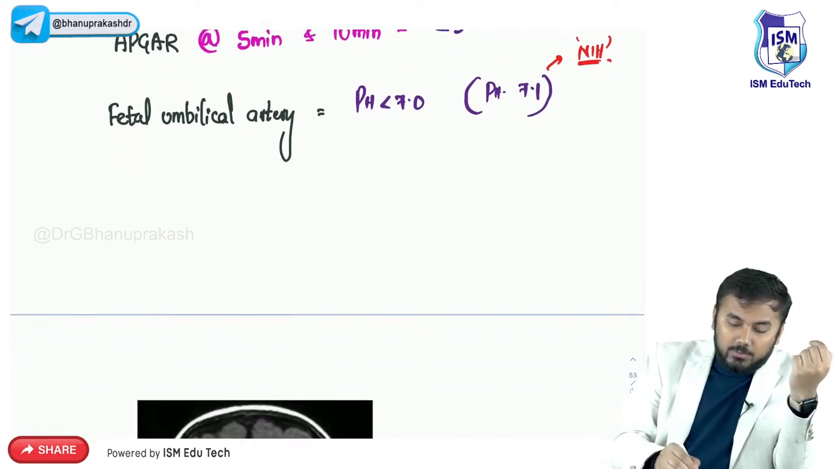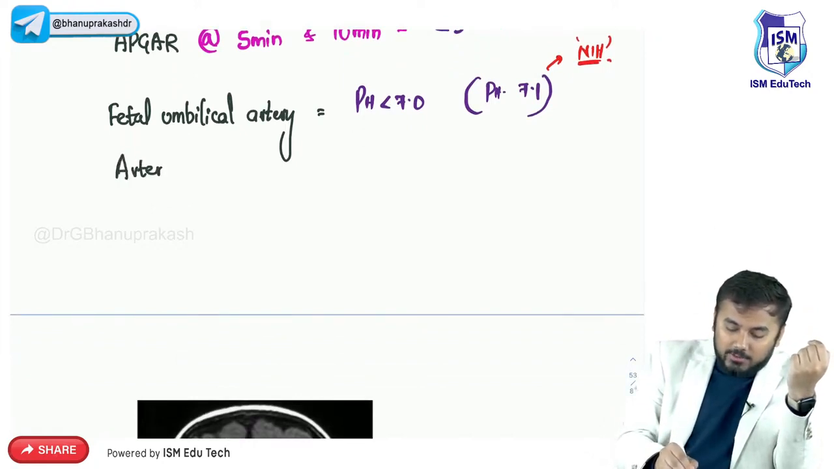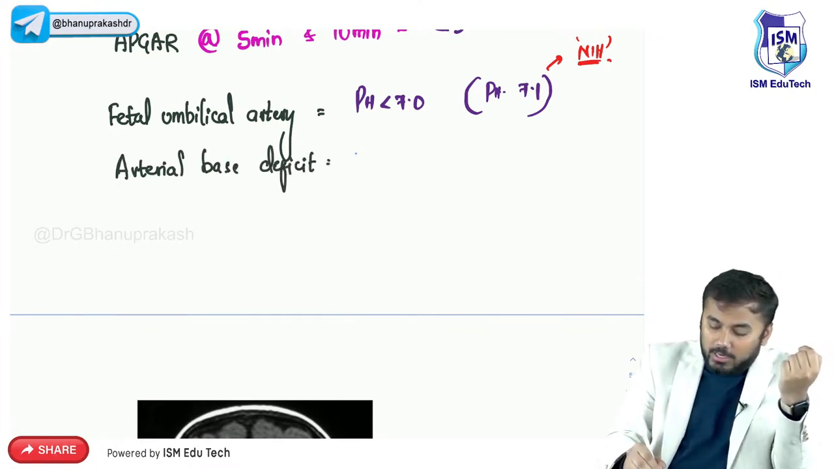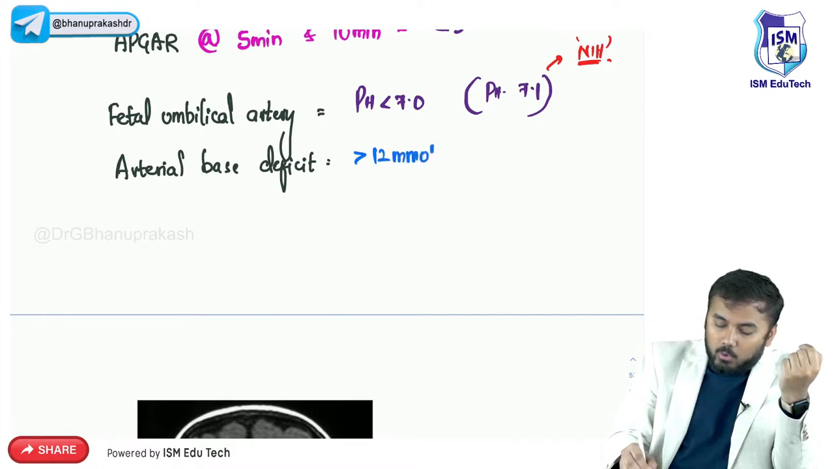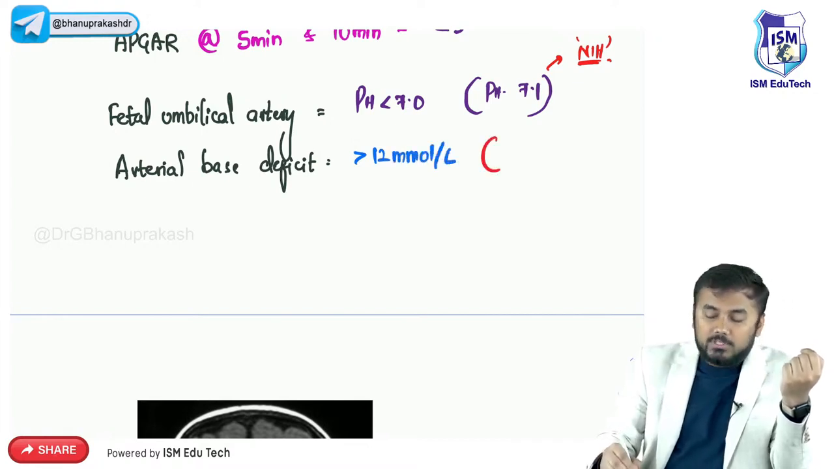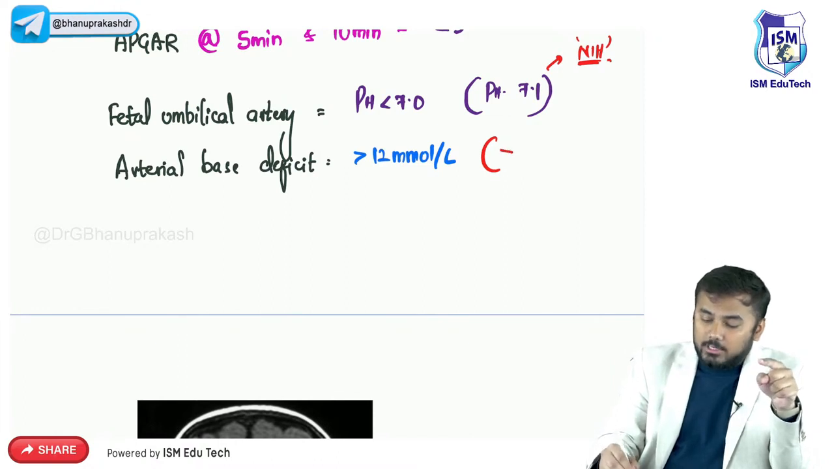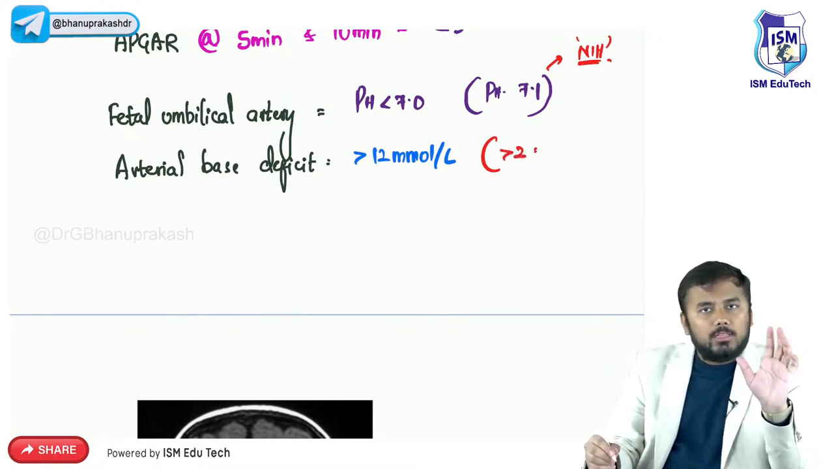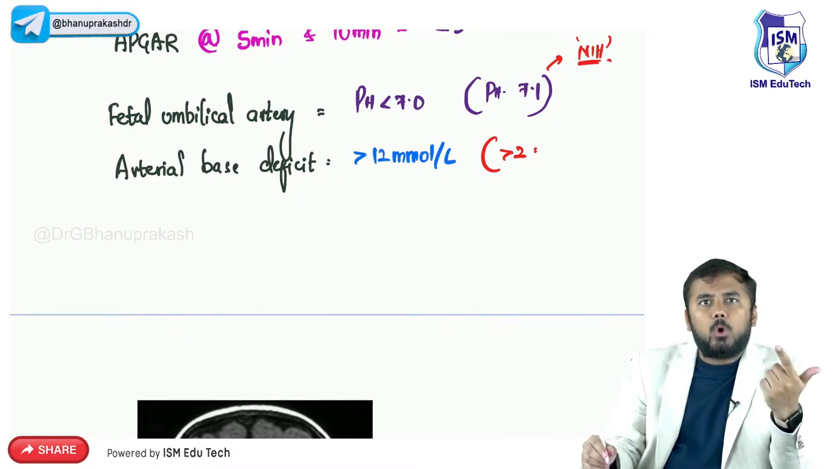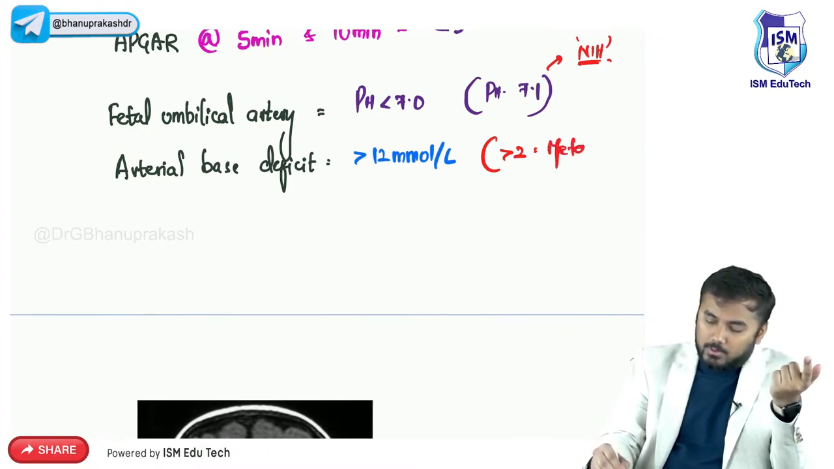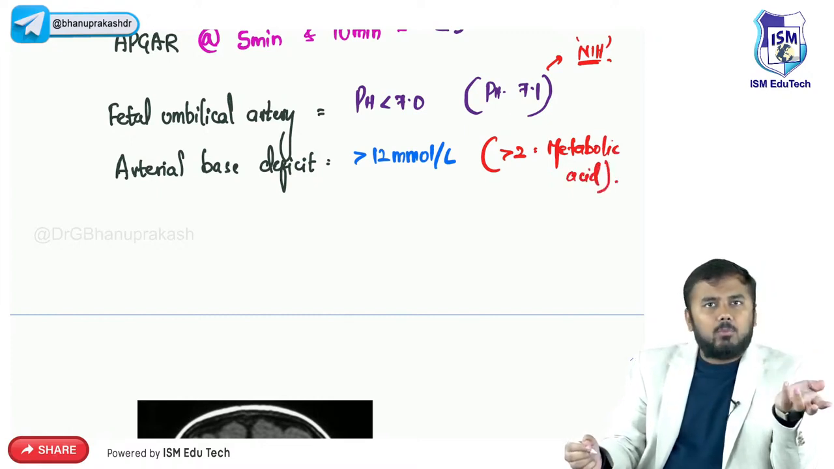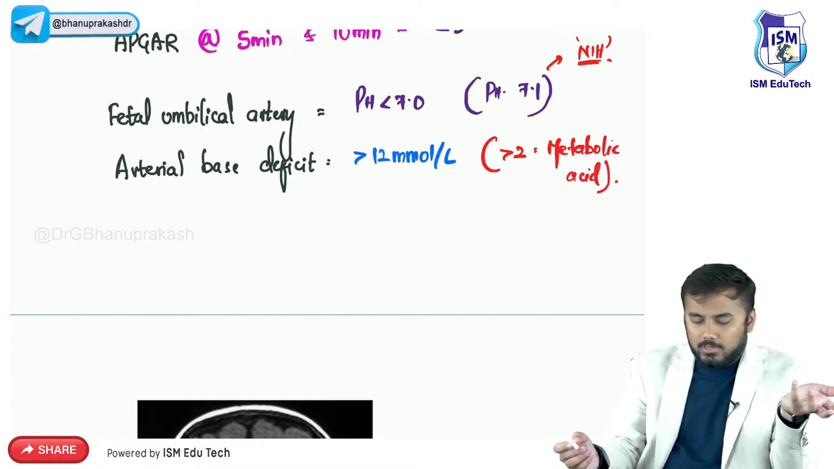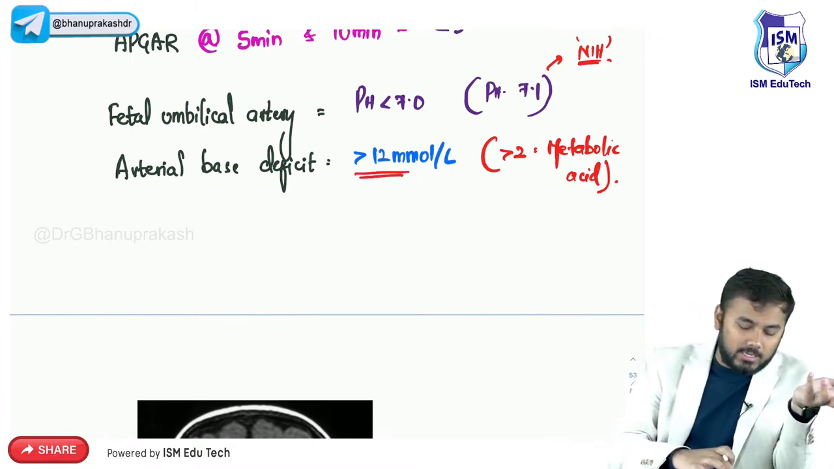Next important thing is arterial base deficit. If the arterial base deficit is more than 12 millimole per liter, then the person is said to be having metabolic acidosis. Don't you think wherever there is less amount of oxygen, there will be metabolic acidosis only? So more than 12 means definitely metabolic acidosis.